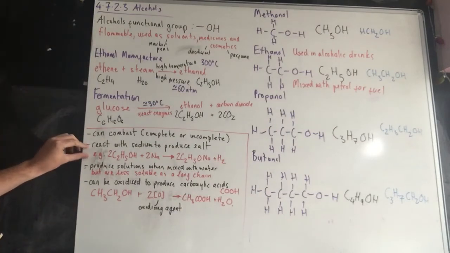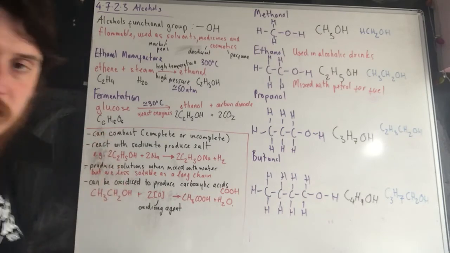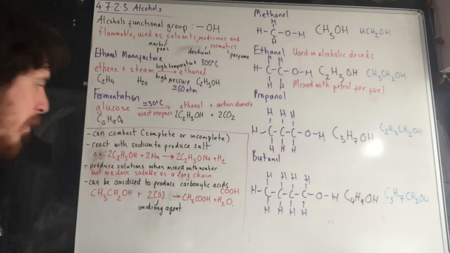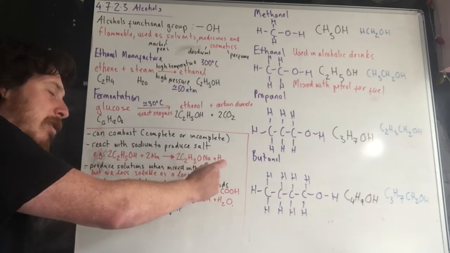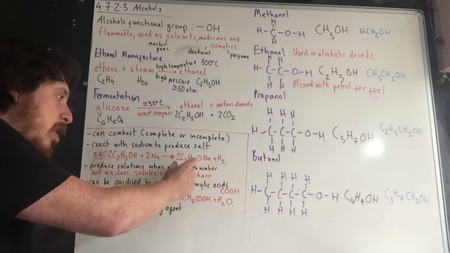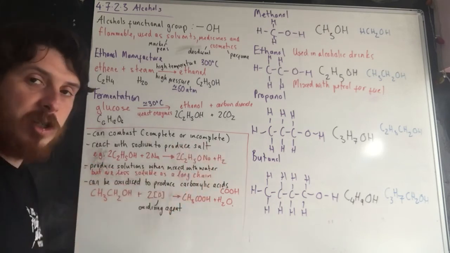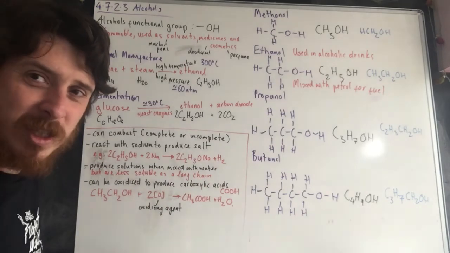And there's an example of the next thing, which is reacting it with sodium. Now you can produce salts by adding sodium to any alcohol. So here, where we have ethanol reacting with sodium, this is going to produce sodium ethoxide. Have I said that right? Yeah. Sodium ethoxide and hydrogen. So you're producing a salt by adding sodium. That is on the specification, interestingly.